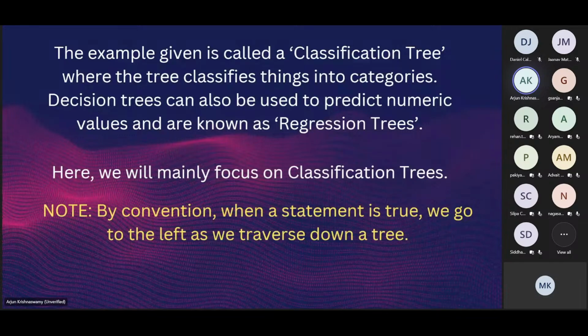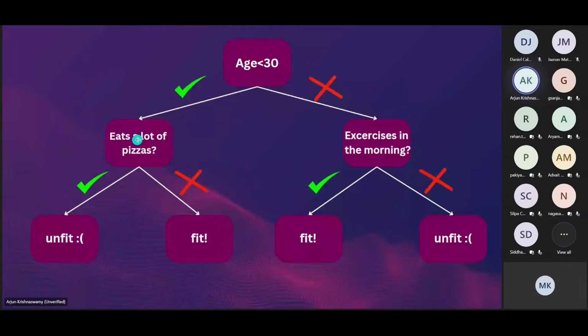And before we build one from scratch, I just need to tell that by convention, whenever the statement is true, we go to the left. Here, if it's true, we go to the left. If it's false, we go to the right. That is the convention I'll be using from now. So in the trees I build further, we will not be having any ticks, crosses, true or false. It's just left and right. So you guys must be familiar with that. So just keep a note of this.